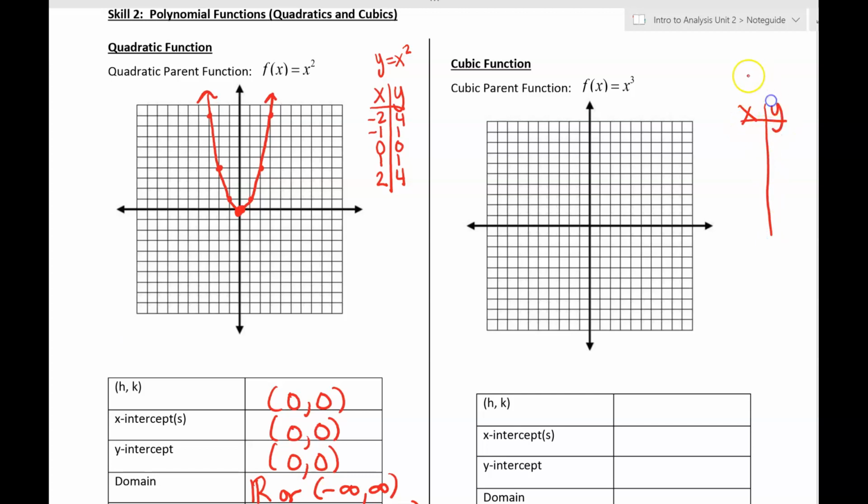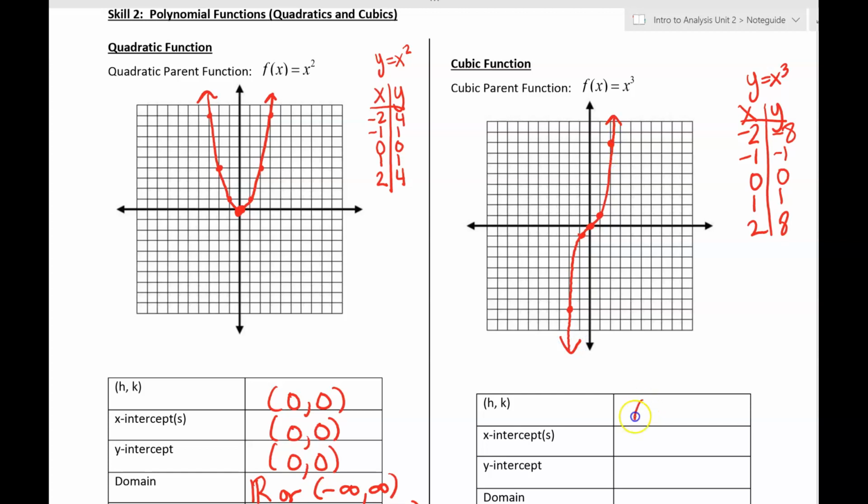The difference here is that your parent function is cubing those values. So you're going to get some slightly different numbers, and when you cube a negative value, you actually get a negative result. So that's where we're going to see this curve differ a little bit. Sorry about this. This should be a 2. And so these points, we have 0, 0, 1, 1, 2, 8, negative 1, negative 1, and negative 2, negative 8. So our cubic function doesn't turn all the way around because we can get some negative results.